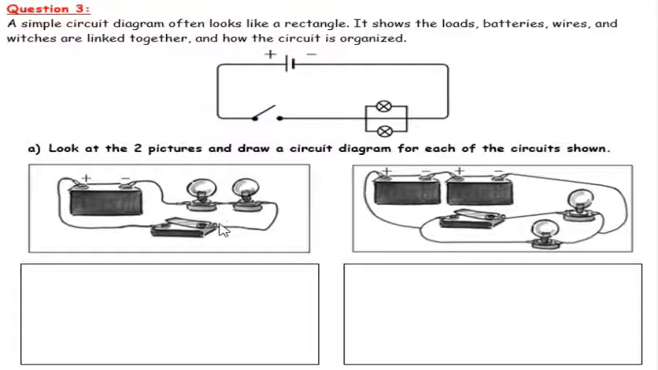So what we have to do in part A is to draw a circuit diagram for each of the circuits shown. I will start with the first one. The first circuit is made of a battery, two light bulbs with an open switch, and all of these parts are connected together by wires. So I'll start drawing the symbols. I'll start drawing the diagram of this circuit by symbols.